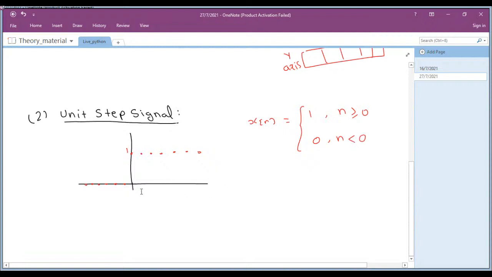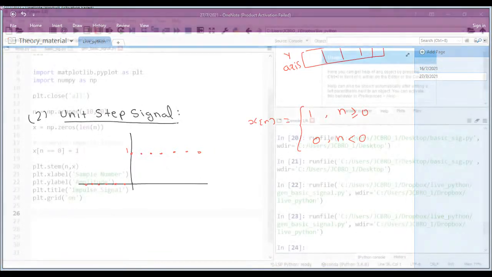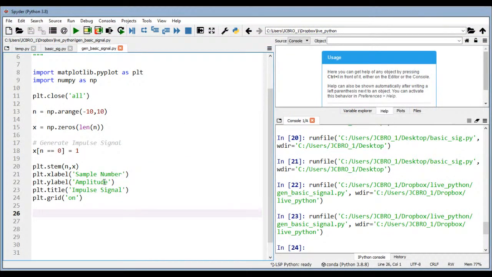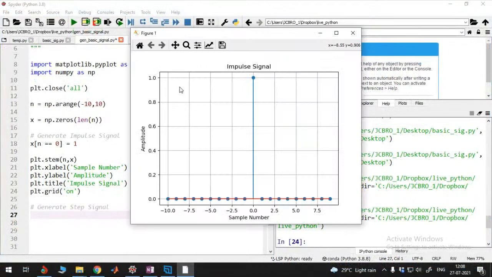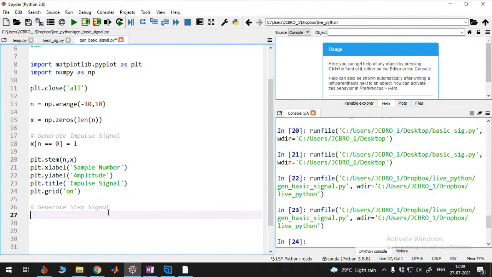Okay, so again, first of all, now we'll do the simulation of the same. Now in the same file we'll do the simulation. So we have already generated the values of n, and x is also generated as zeros. So what we'll do, we will generate it again. Generate step signal. Now one more thing, as you have seen, we were generating the graph in a single one. So what we'll do, in the upper half we'll generate the impulse signal, and the lower half we'll generate a step signal. Okay, so we'll again go to here.